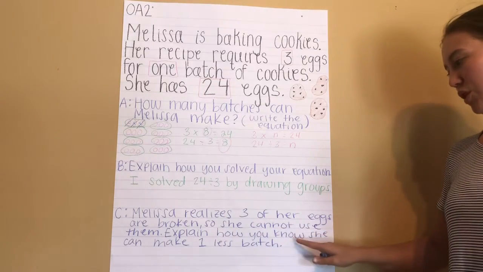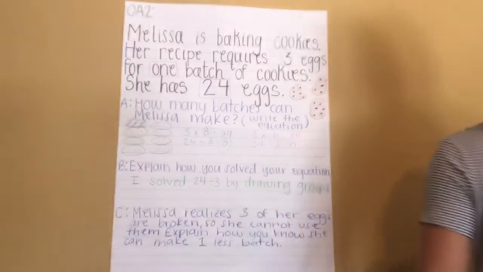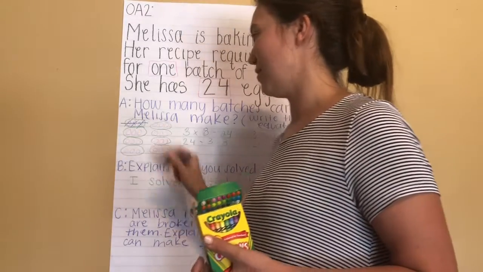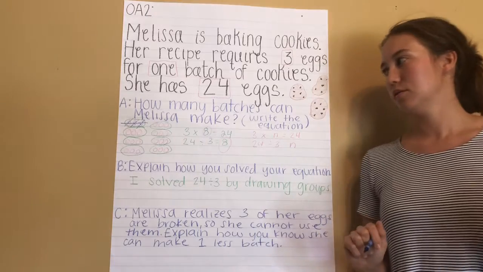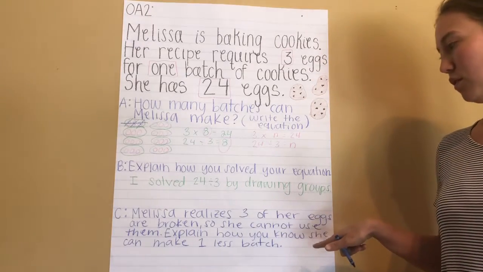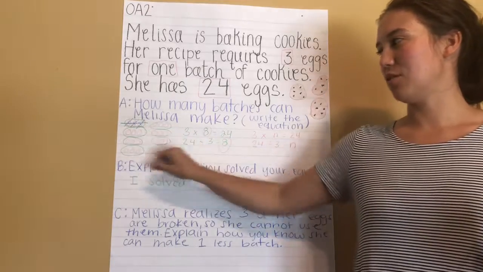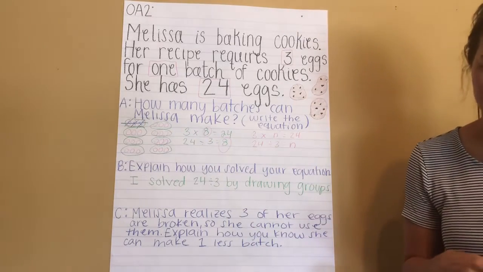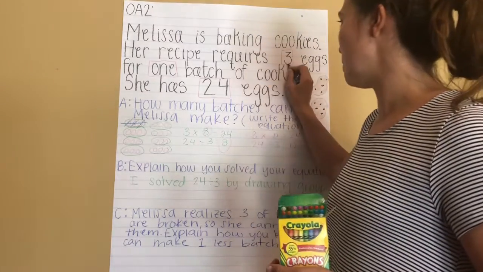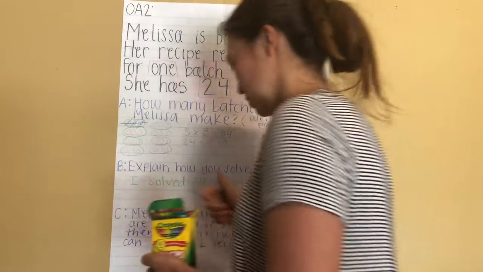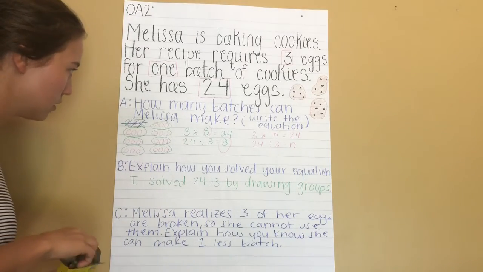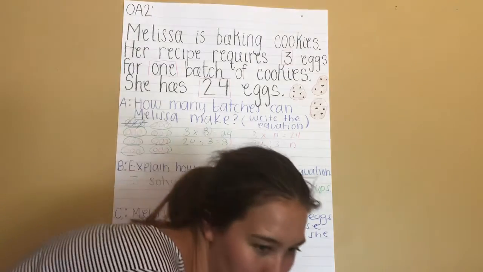Explain how you know she can make 1 less batch. So here we see, oh, that batch is not going to work out because those eggs are broken. How do we know? So when you cross these out, how do you know that that means she can make 1 less batch? So first, we have to remember 3 eggs are in 1 batch. I'm going to write it in my green.